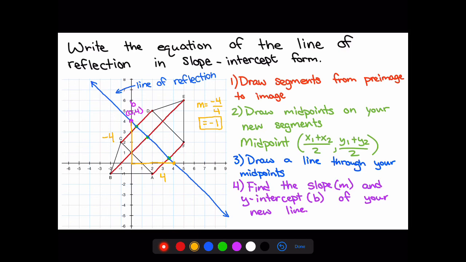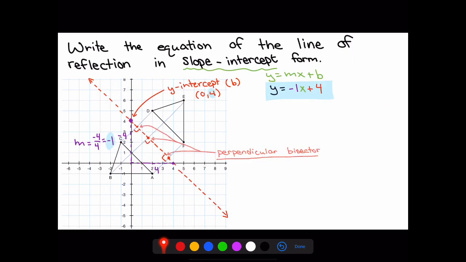So therefore, our equation is y is equal to -1x plus 4. So that is our equation for this line of reflection. And again, just follow these steps and you'll have your equation for the line.